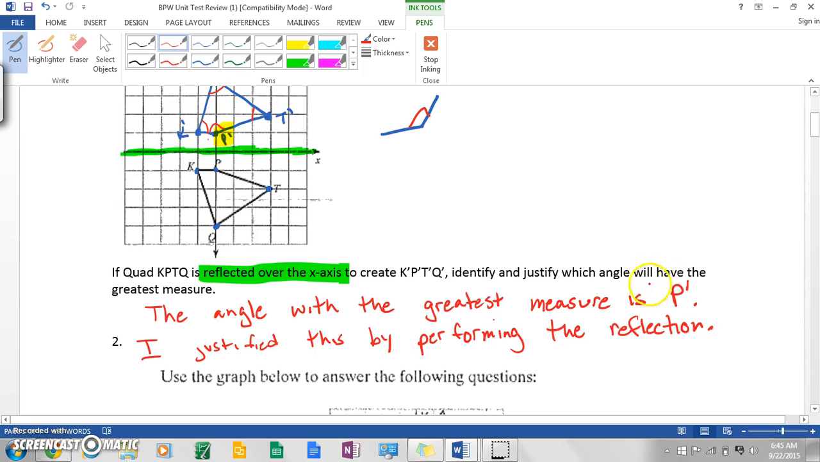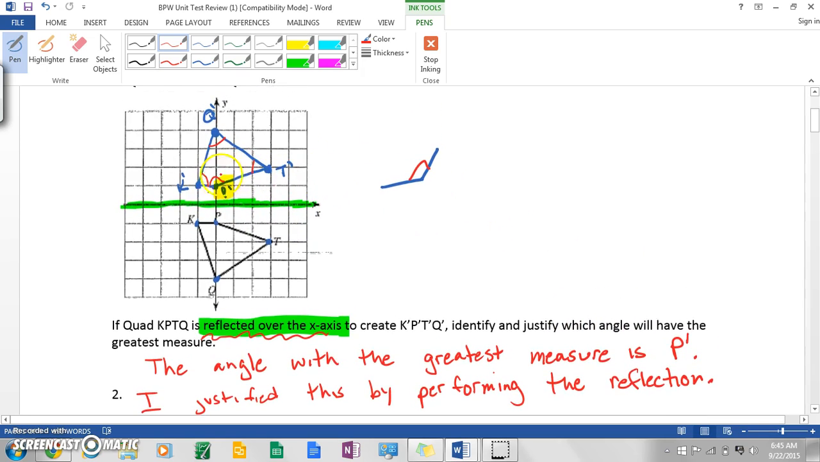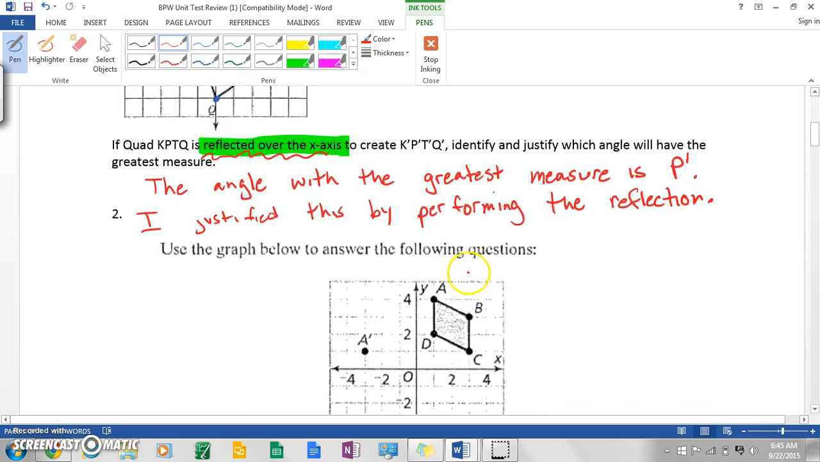Okay, there were multiple parts to this question. It asked, first, reflected over the x-axis, and we did that. We did that well. We made our new image, and then we looked at which of the angles will have the greatest measurement. The thing about angles is how wide these lines open up. Okay, P prime opens up the greatest, so therefore the angle with the greatest measure is P prime.